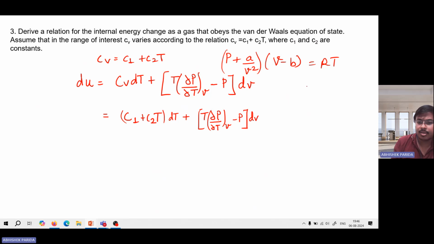Now just tell me what is dou P by dou T from this equation. You will take constant specific volume. So it is P plus A by V square into V minus B equal to RT, so P equals RT by V minus B minus A by V square. Now if you differentiate, dou P by dou T at constant specific volume will be R by V minus B.